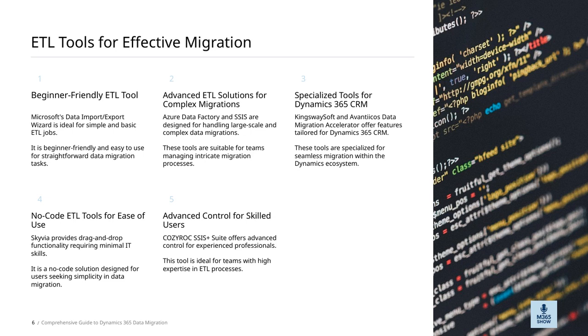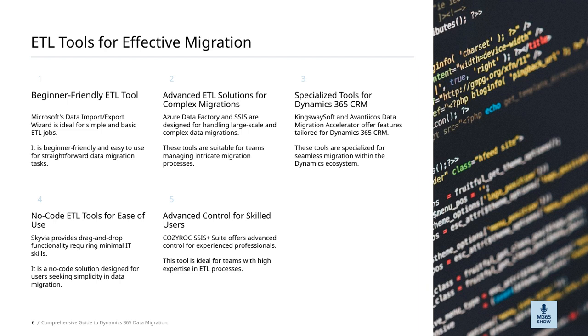Let's take a closer look at some of the key ETL tools available for effective migration to Dynamics 365. Starting with the COZYROC SSIS Plus suite, this is a powerful option designed for experienced professionals who need advanced control over their data migration processes. It's really ideal for teams that have a strong background in ETL, offering the flexibility and sophistication required for complex migrations. Next up, we have Skyvia. What makes Skyvia stand out is its user-friendly, no-code interface. It features drag-and-drop functionality, which means you don't need to be an IT expert to use it. This simplicity makes it perfect for users who want straightforward, hassle-free data migration without diving into complicated coding.